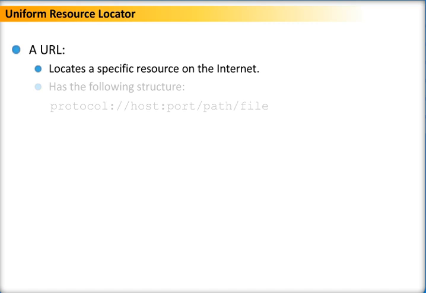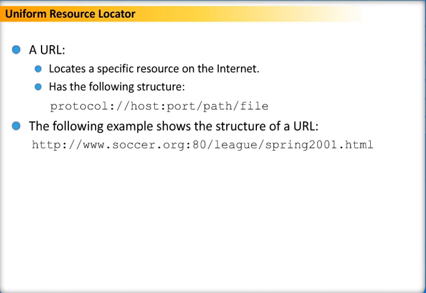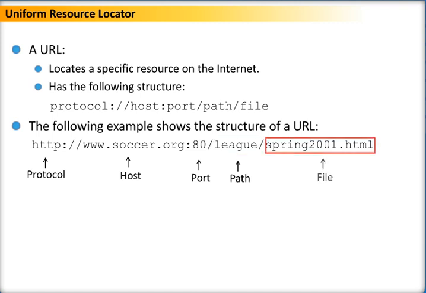The structure of a URL is composed of a protocol, host, port, path, and file. In the example, HTTP is the protocol and www.soccer.org is the host. 80 represents the port and league represents the path. Finally, spring2001.html is the file in the URL.